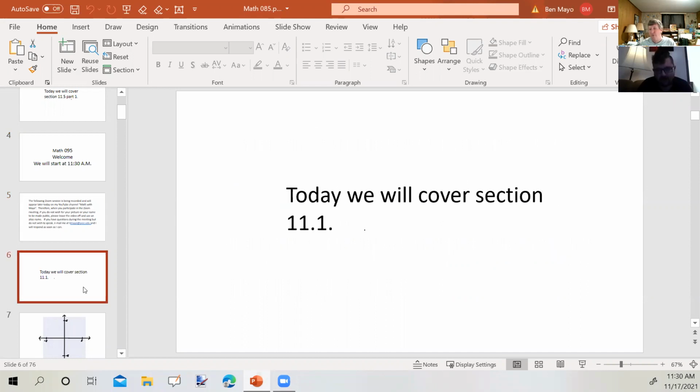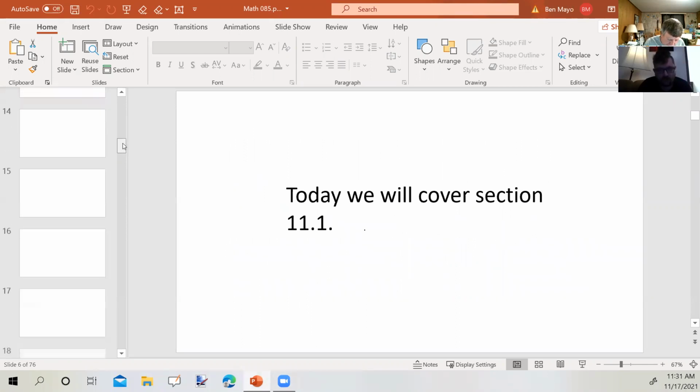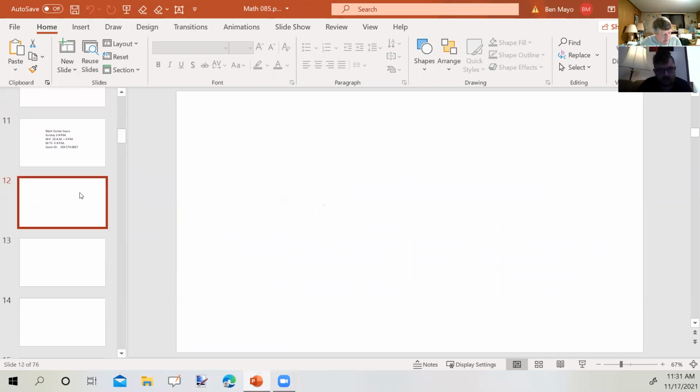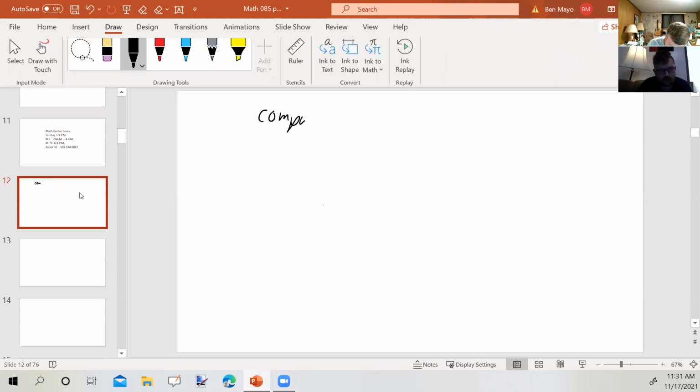All right, so today we start the final chapter, chapter 11. We're going to look at section 11.1, and the topic of today is called composition. Composition is an operation like addition, subtraction, multiplication, division. The symbol for composition is a circle.